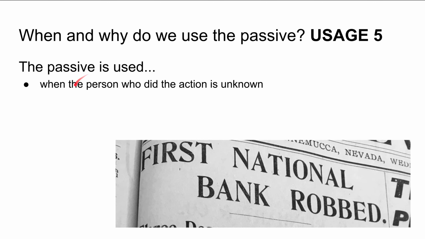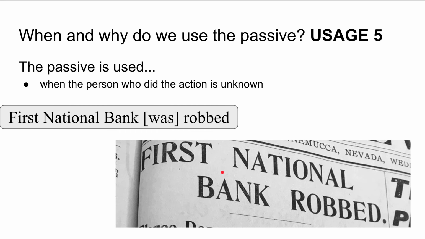The passive is also used when the person who did the action is unknown. Here's another headline: First National Bank robbed. Of course this is the passive. The First National Bank was robbed. Okay, but by who? We don't know. The article doesn't mention it, and it's most likely that the thief was unknown when the article was written.